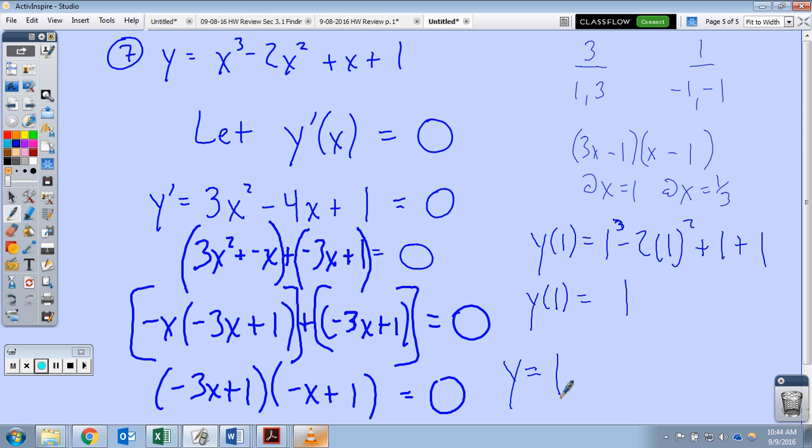That's one of them. And the other one, you would do y of 1/3. Do we have to plug it back in, or can we just leave it as x equals 1 and x equals 1/3? Yeah, the directions say find the horizontal tangents of the curve. So if it's a vertical tangent, that would be x, but if it's a horizontal tangent, it's y.